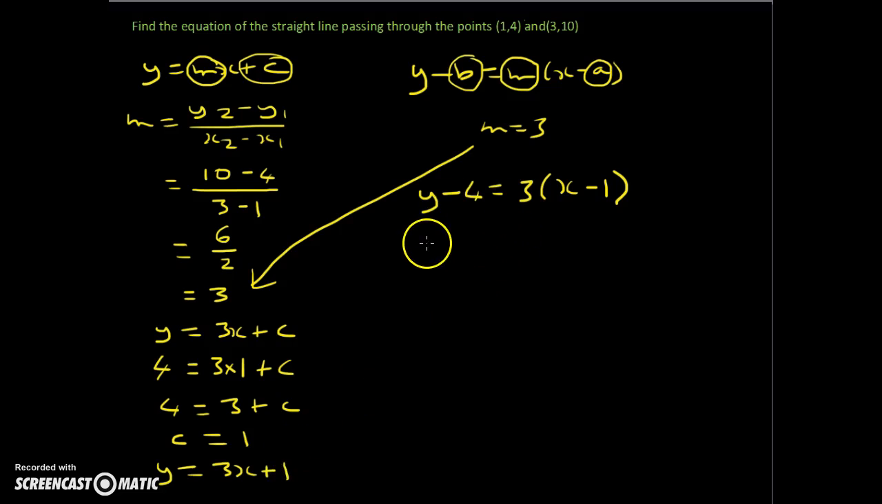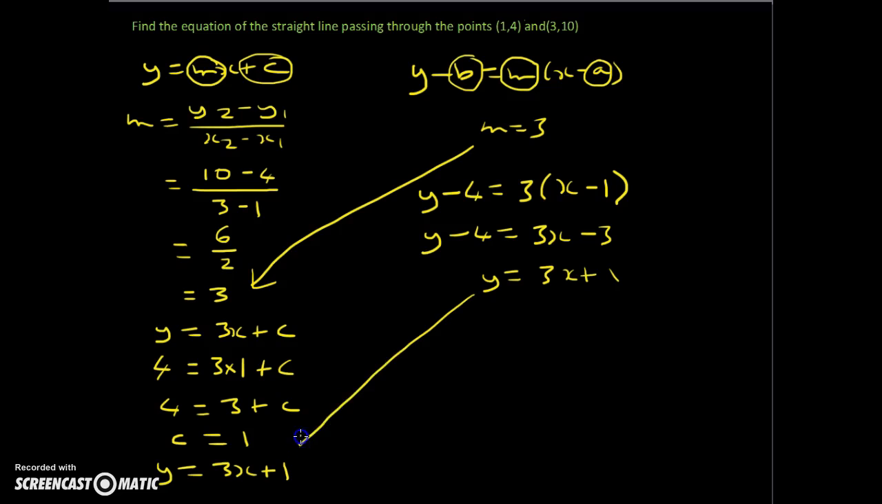In fact, let's just do that. Expand it out. 3 times x, 3x, 3 times negative 1, negative 3. Add 4 to both sides to get rid of this negative 4, and we get y = 3x + 1. So you can see they're exactly the same.